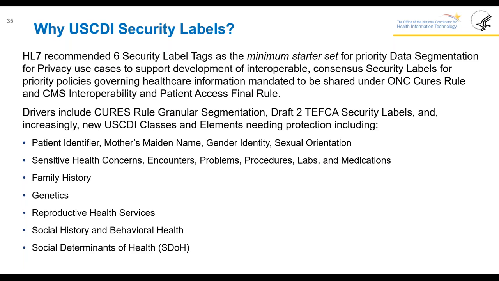And we recommended 6 as a minimum starter set, the number and types of tags you basically need to convey the policies that are important in the US. One of the drivers for this has been the CURES granular segmentation, and the TEFCA draft 2 speaks to security labels, and increasingly new USCDI classes and elements that need protection. If there are not security labels for them, they could be very vulnerable out there being used by the community without any drivers for putting metadata to protect them, including identifiers, mother's maiden name, gender identity, et cetera.